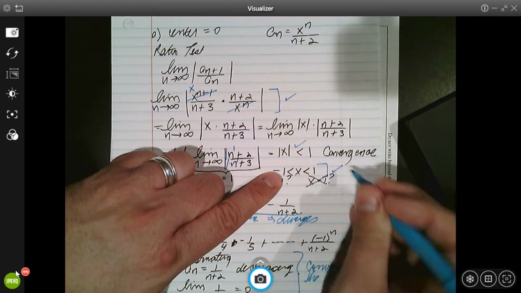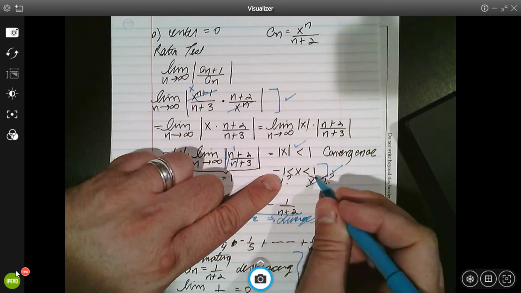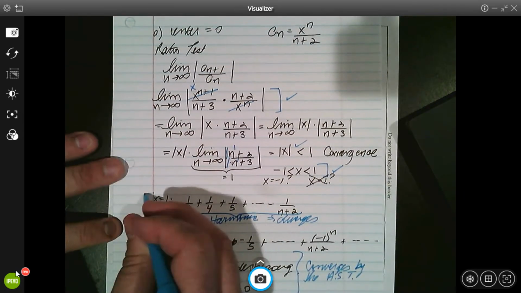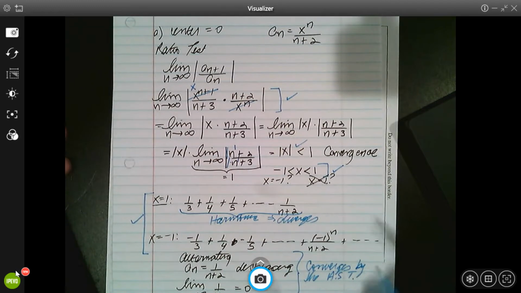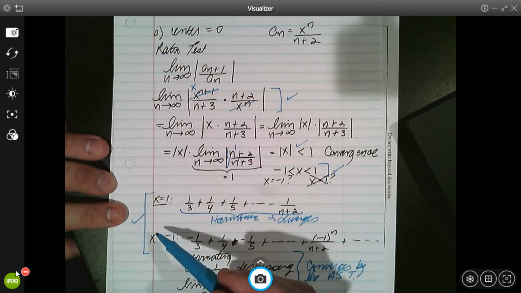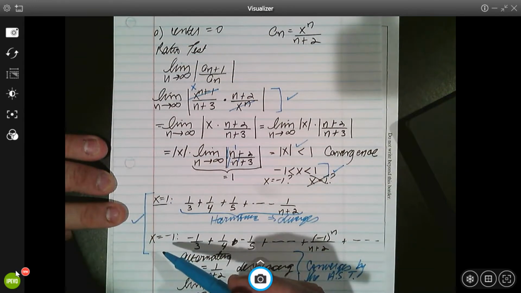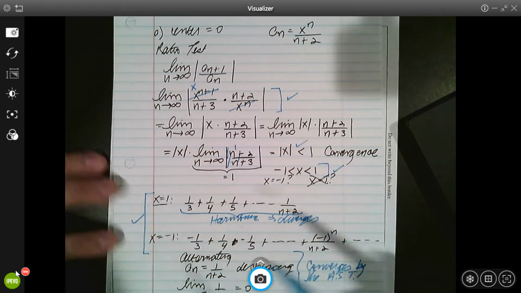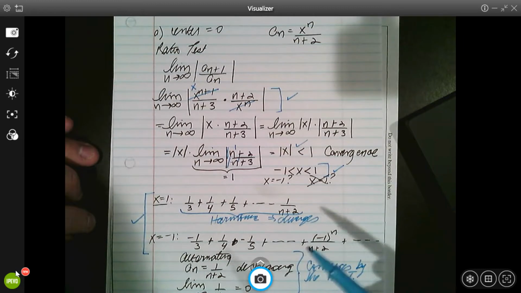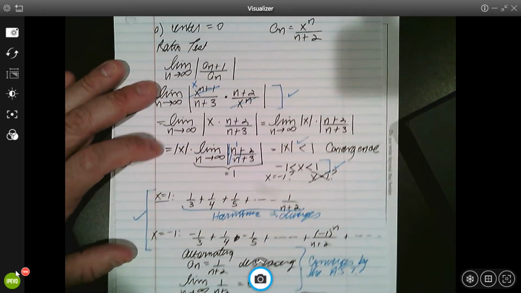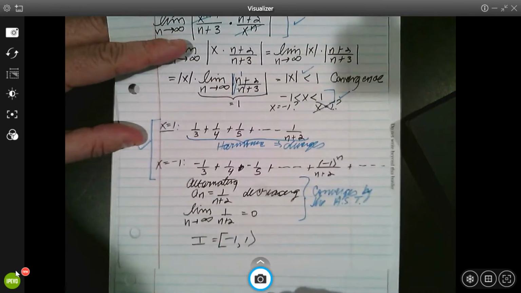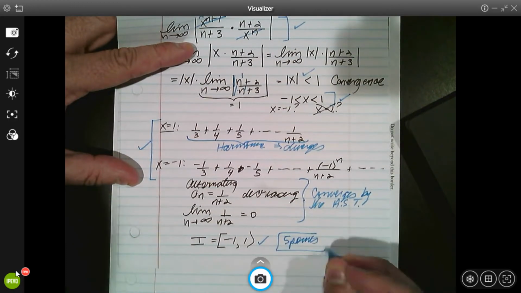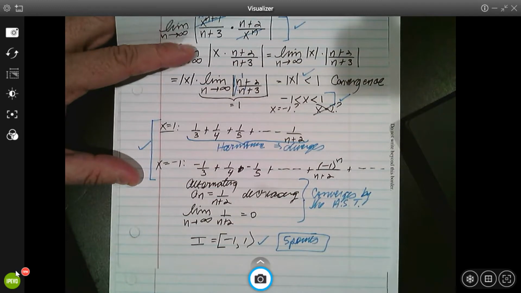Identifying this, called the interior of the interval, -1 to 1, gets you a point. Consideration of behavior at both endpoints gets you a point. Even if you maybe reach the wrong conclusion, but you consider both endpoints, you get a point. And then finally, the analysis and the interval of convergence, that's this last piece here. And that gets you a total of 5 points.